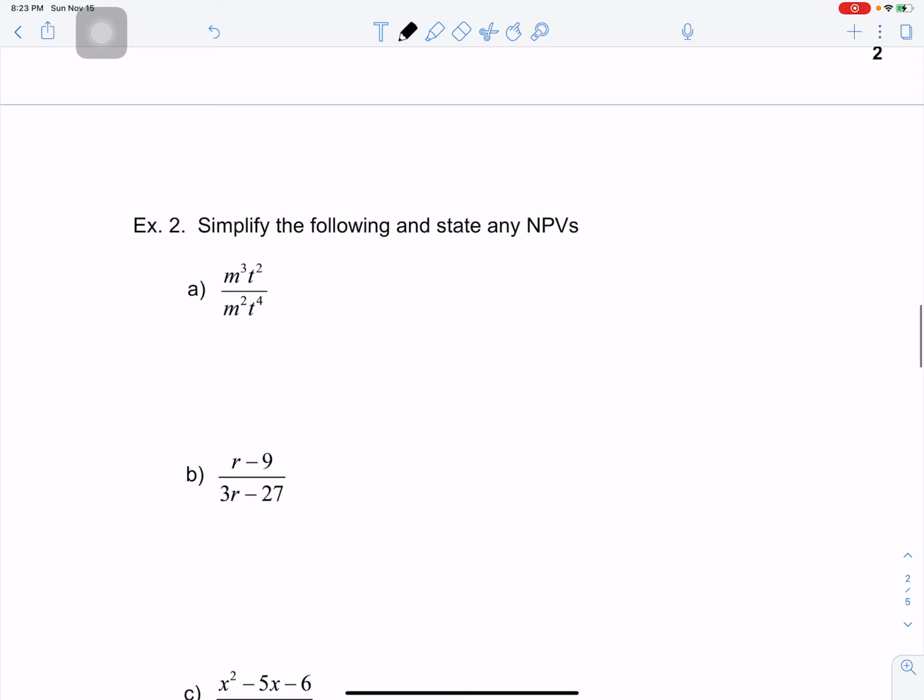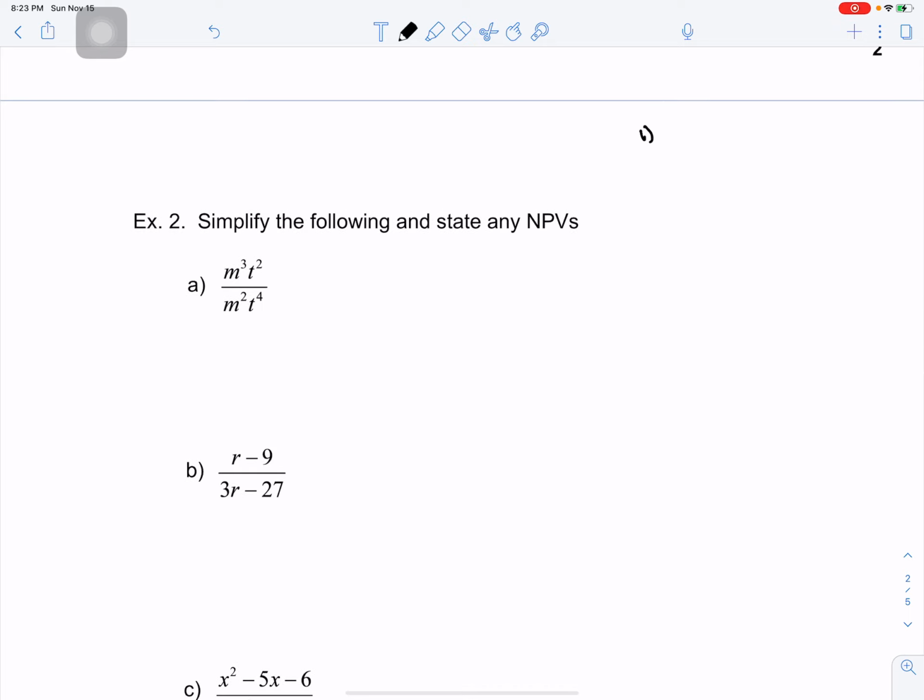So let's simplify the following and state NPVs. We want to factor, state the NPVs, and then we want to do cancellation. Those are my 3 steps to simplify. So first step is to factor. In this case, it's a monomial. You don't need to factor monomials, so we might want to say factor terms that are not monomials.